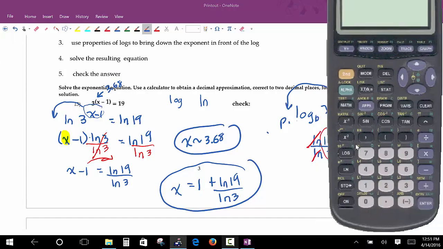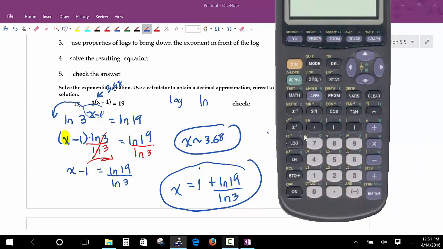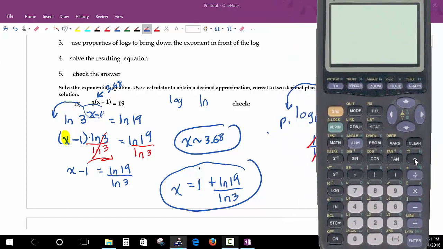You check on your calculator like this. Okay, so what you end up doing is you go 3 raised to, then you plug in the 3.68. You got to put that in a parenthesis. 3.68 minus 1, like that. Again, I'm plugging in. Now when I press equals, I hope I get 19 or something very, very close. Indeed I do, okay? So that's the idea.